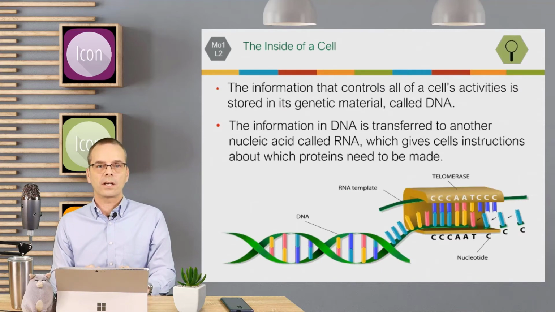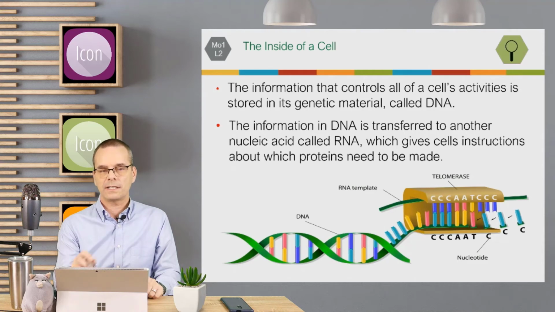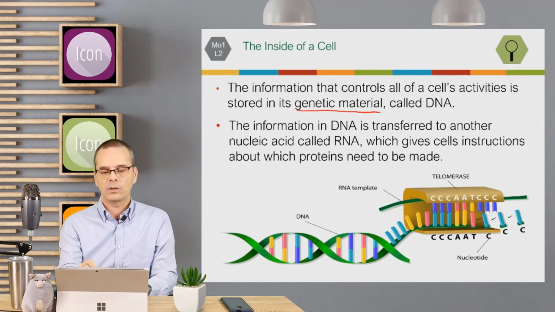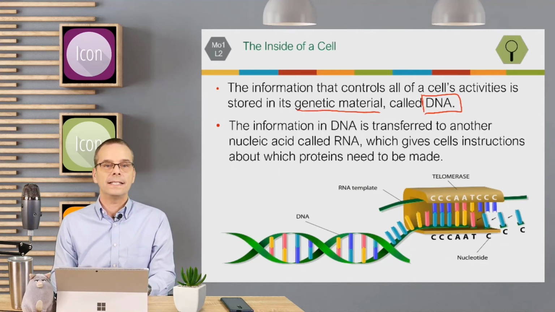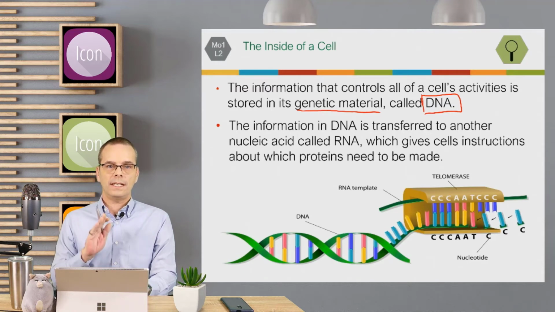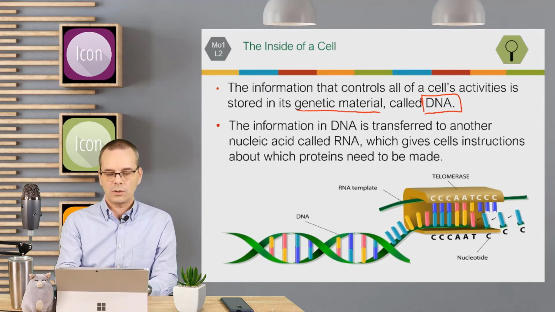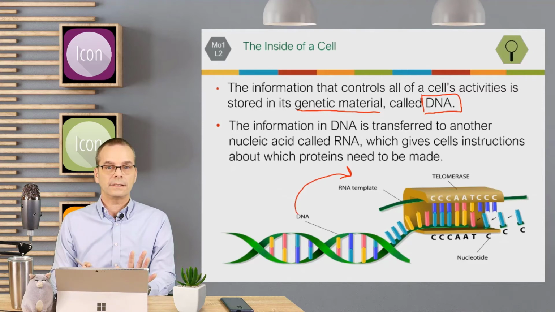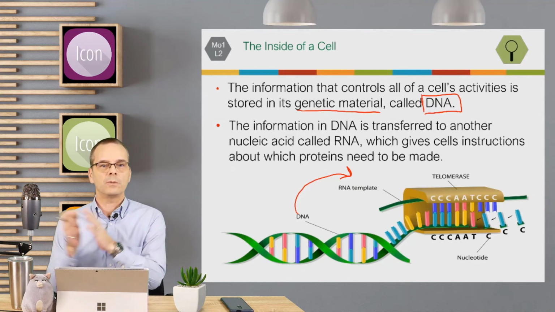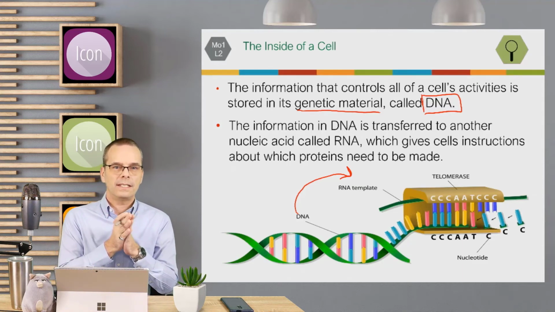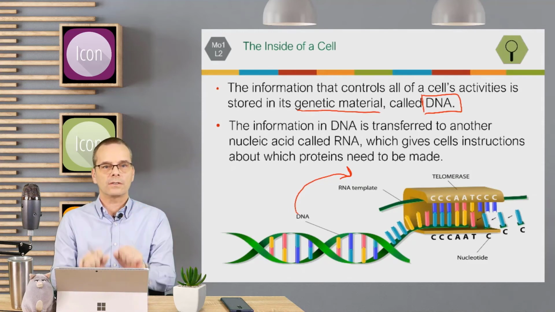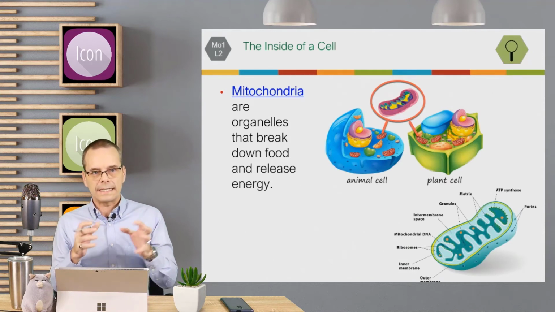The information that controls all the cell's activities, in other words, what tells the cell what to do, is all inside its genetic material. And we all know genetic material is DNA. Now, the DNA gets transferred to the RNA, which is another nucleic acid, and it gives the cell instructions on what proteins it should be making. So the DNA is like the brain, and then it transfers it to the RNA, which then starts to give out instructions.